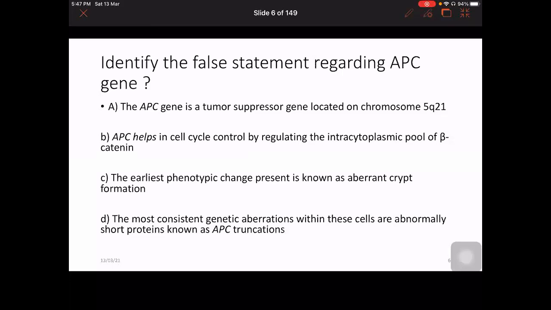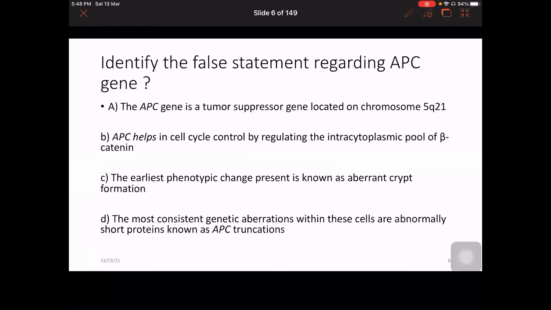So basically, if you see in Shackelford, they would have given a picture about how APC interacts with the WNT signaling pathway, and thereby regulates the amount of beta-catenin present inside the cell. In short, remember that APC controls the cell cycle by regulating the amount of beta-catenin present inside the cytoplasm.